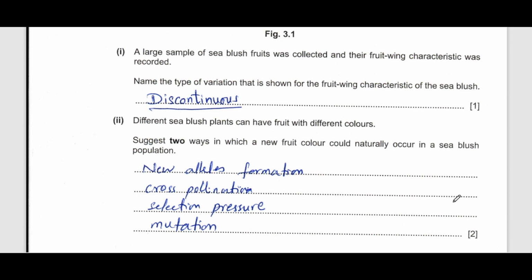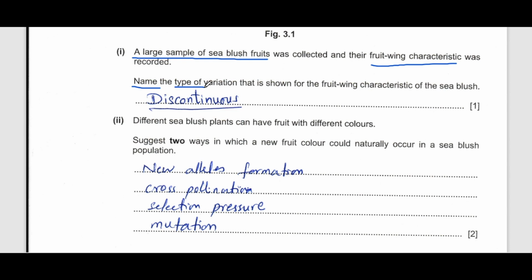We have to see what actually is the question. A large sample of sea blush fruits was collected and their fruit wing characteristic was recorded. So a large sample, this is very important. It's not a small sample, a large sample of sea blush fruits was collected. And what was actually investigated or recorded? The fruit wing characteristic. Now the question says name. So whenever the word name comes, you need to write just one name of a certain terminology or word. Name the type of the variation that is shown for the fruit wing characteristic of the sea blush plant, for example. Now, the answer is discontinuous variation.